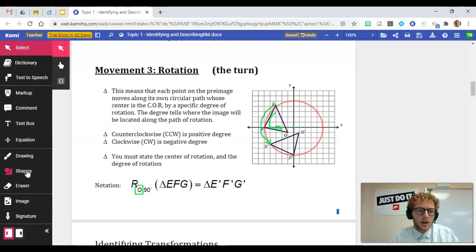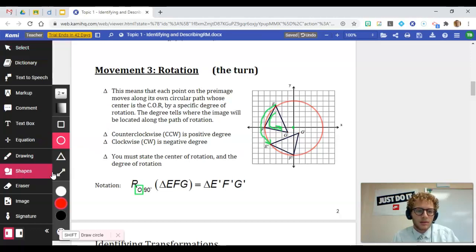If I draw a line, I can see that we will end up with a 90-degree angle. So E, there we go. And we can see that this is about 90 degrees. Again, Kami isn't the best for this. GeoGebra will be much better, but we can see that we've rotated about 90 degrees.